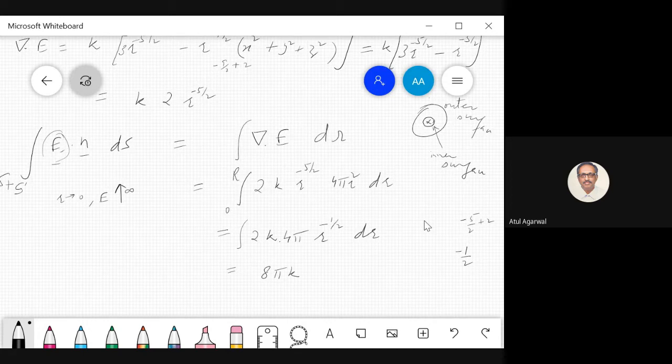Now you have to integrate this r to the minus half. So what do you get? R to the half divided by minus half. You take the limit from 0 to r. So you'll get some answer. And then here you have to do E dot n dS.